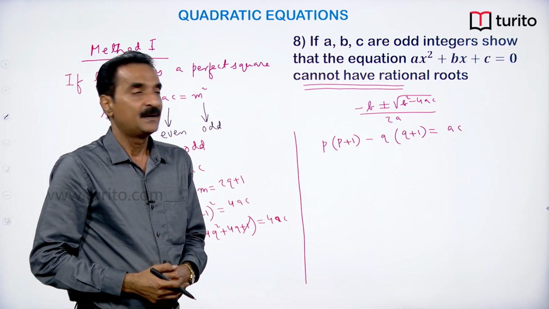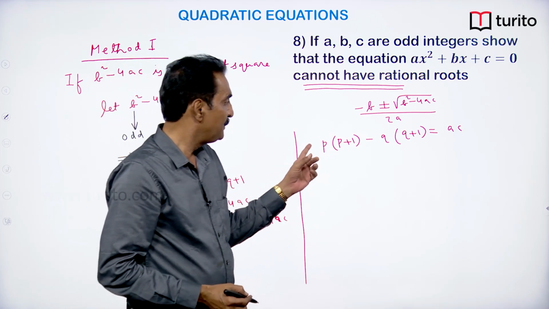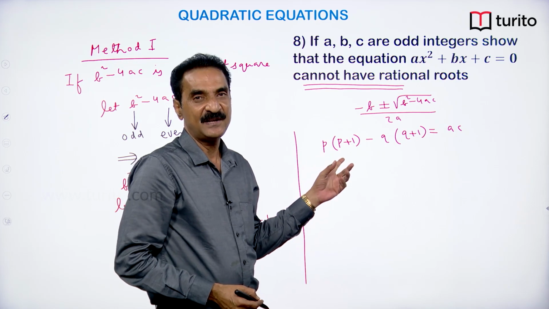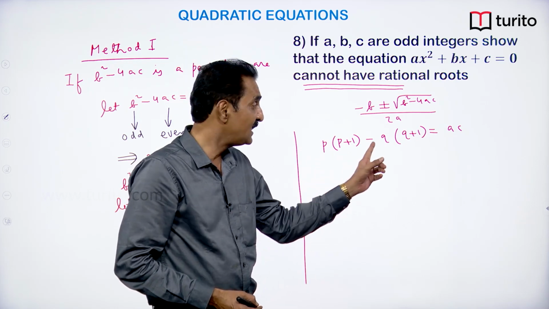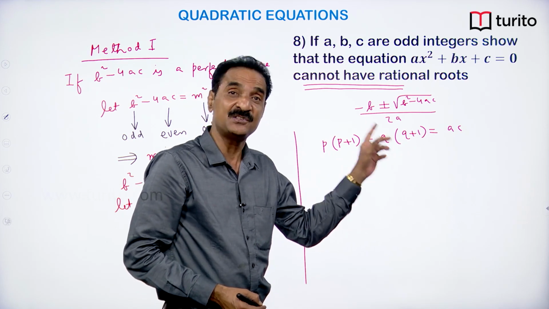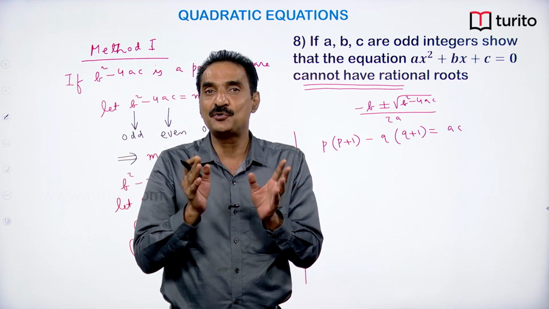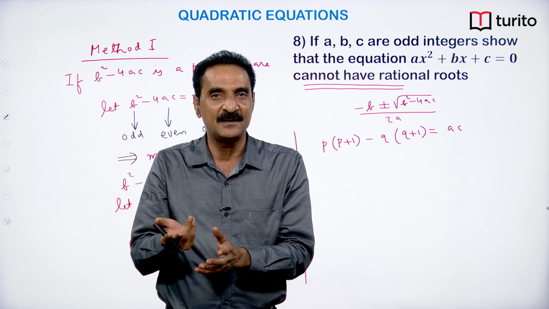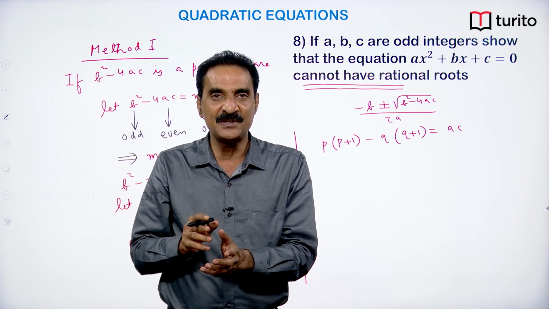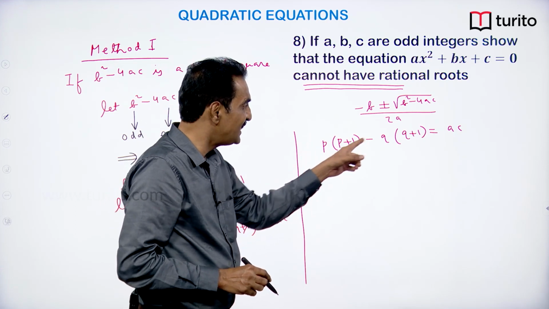Now, is it possible? We have to check. p is an integer, so p plus 1 is an integer. p and p plus 1 are consecutive integers. Similarly, q and q plus 1 are consecutive integers. And you know that the product of two consecutive integers is always even, because one of them must be even, both cannot be odd. Among the two consecutive integers, one must be even. Therefore, this is even, this is even.